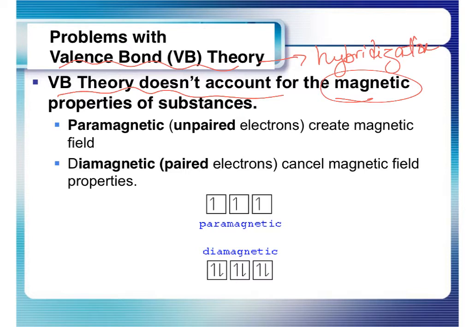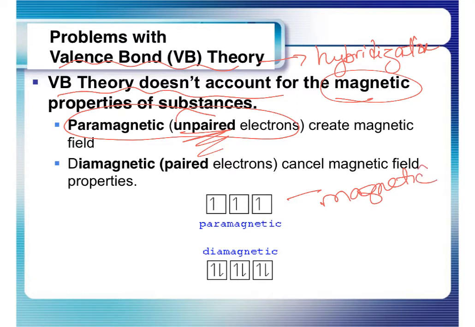You may have done the experiment where you have different salts or substances and you put them on an electronic balance, and some of them weigh more than they should or less than they should. And that is due to some of them having a magnetic field. And it turns out, of course, anything that has a charge emanates a magnetic field. And so in a compound, if we have unpaired electrons, there's a net magnetic field.